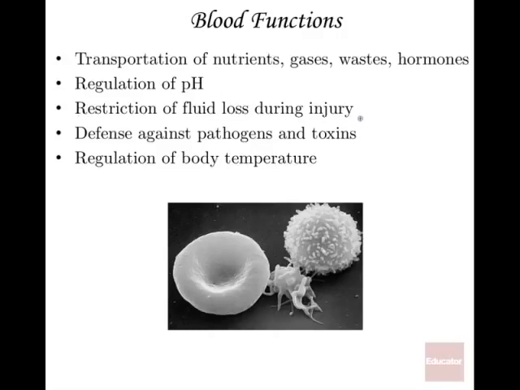Restriction of fluid loss during an injury. If you do have a cut, you're bleeding, you're hemorrhaging, some of the characteristics of your blood enable you to stop that. Defense against pathogens and toxins. White blood cells are the parts of the blood that are going to be primarily protecting you and killing off those foreign invaders. And regulation of body temperature. That's very important as well.